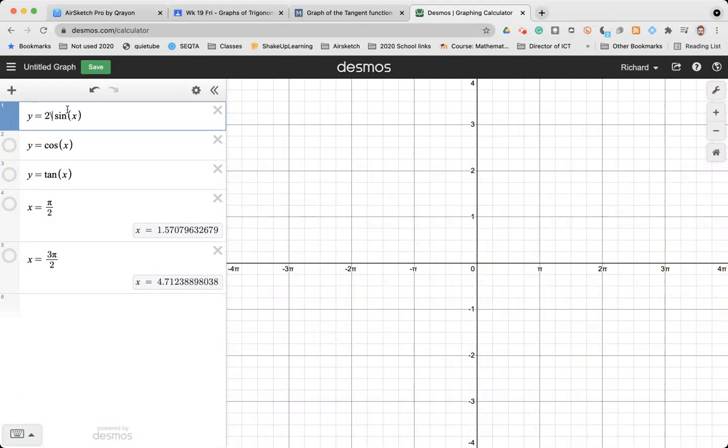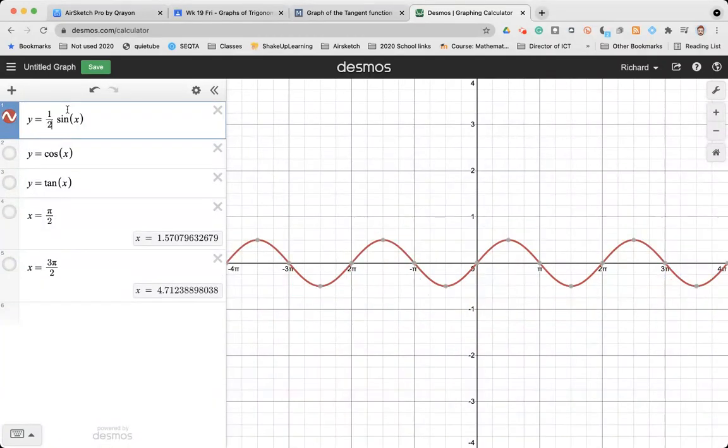If I go to a half instead, we can see that it is now shrunk. 0, pi, and 2 pi. The x-intercepts are the same. The period hasn't changed. All that's changed is that it now goes up to a half and goes down to minus a half. So it has vertically shrunk, and we say it's a dilation by factor of a half in the direction of the y-axis, in the same direction as the y-axis. So it shrunk this way. Okay, so that's basically that.